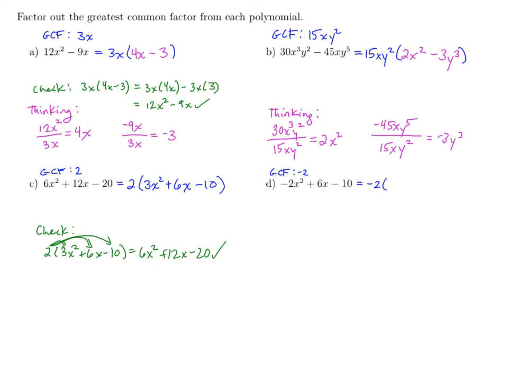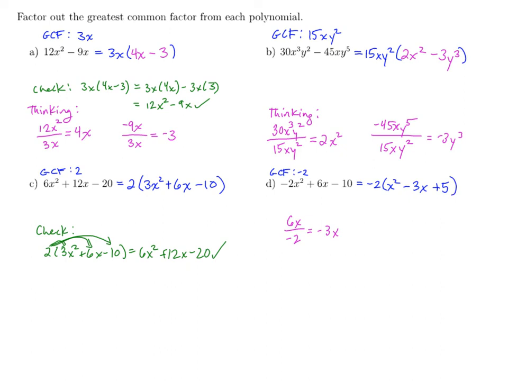And when we factor negative 2 out of negative 2x squared, we're just left with x squared. When we factor negative 2 out of 6x, if we're thinking 6x over negative 2, that's going to be equal to negative 3x. So inside here, we're going to have minus 3x. And if we think about distributing, negative 2 times negative 3x is what will give us that positive 6x. Lastly, we had negative 10 as that third term in the original polynomial. So when we factor out a negative 2, we're actually going to have plus 5.